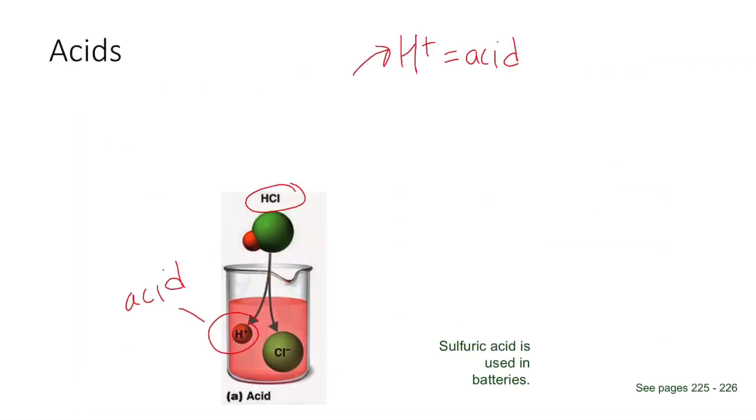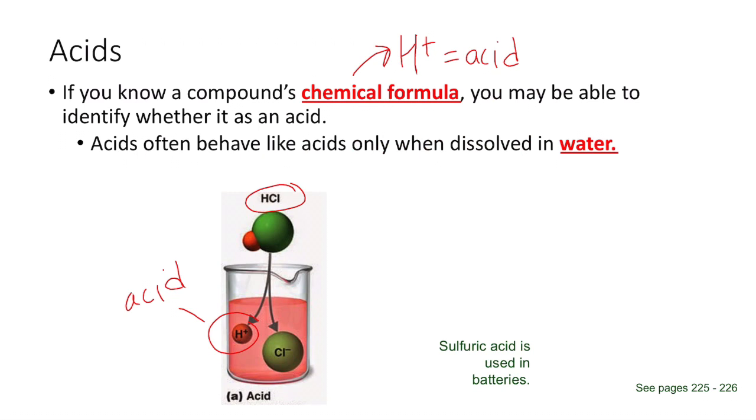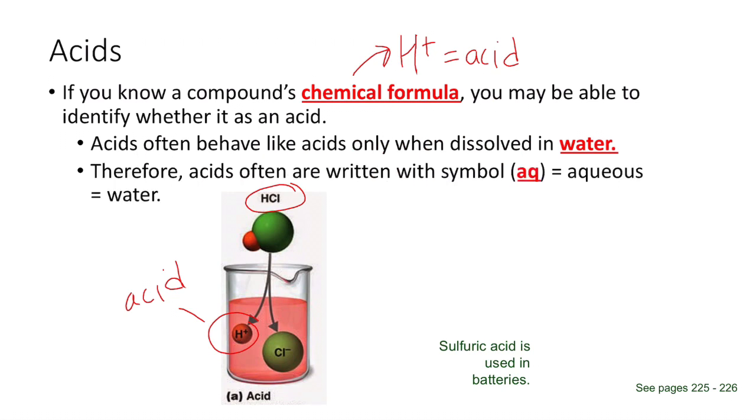Okay, so let's look at acids in a little bit more detail. If you know a compound's chemical formula, you may be able to identify whether or not it's an acid. If it has an H+, usually at the front, it is an acid. Acids often behave like acids only when dissolved in water. So if it's a gas or a solid, it won't act like an acid. Therefore, acids are often written with the symbol AQ, which stands for aqueous. And remember, aqueous again means it's being dissolved in water.